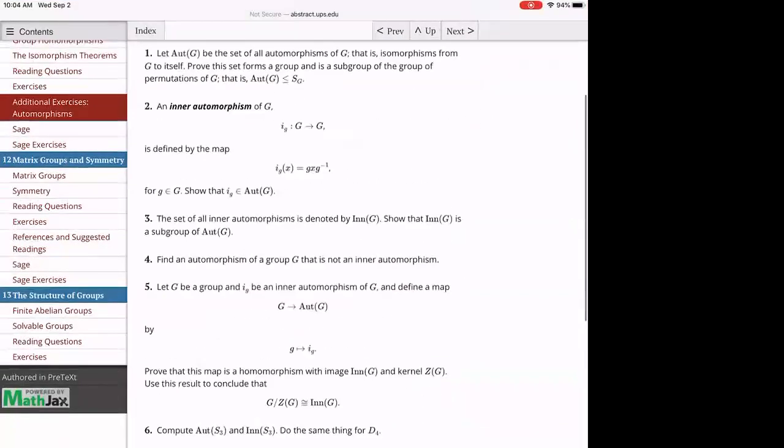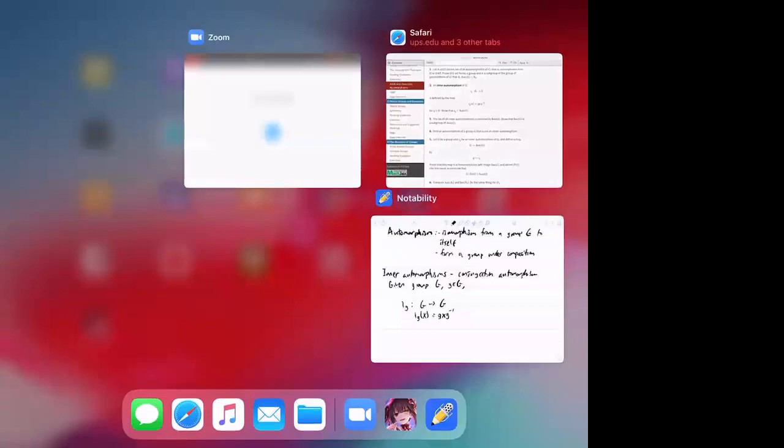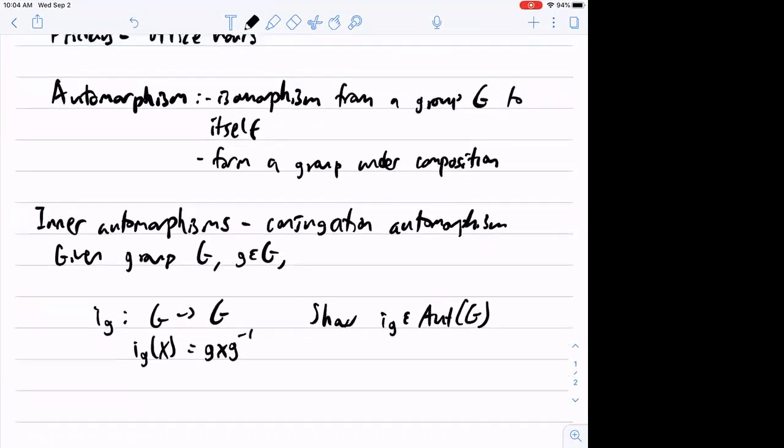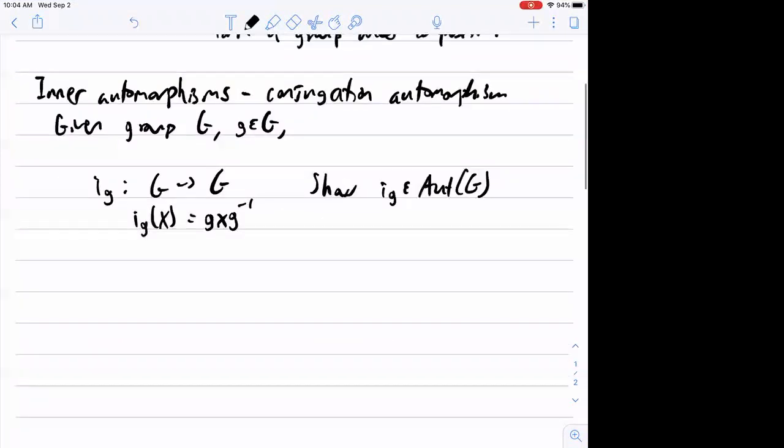Show that an inner automorphism belongs to Aut(G). So in other words, we have to show it's an automorphism. Obviously it maps G to itself, so we just need to check it's a homomorphism, it's injective and surjective. Surjective is quite simple, because you literally just solve for the term, given y, by multiplying by g and g inverse on both sides.